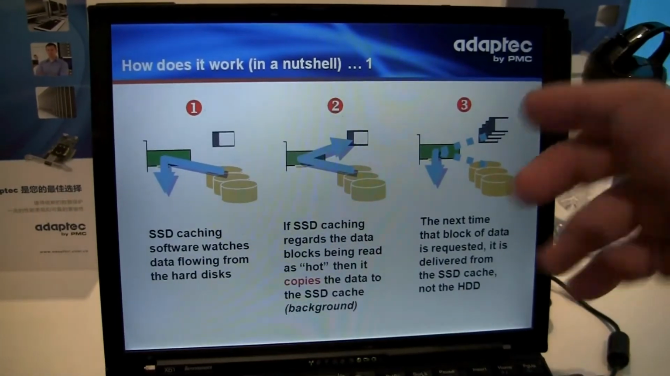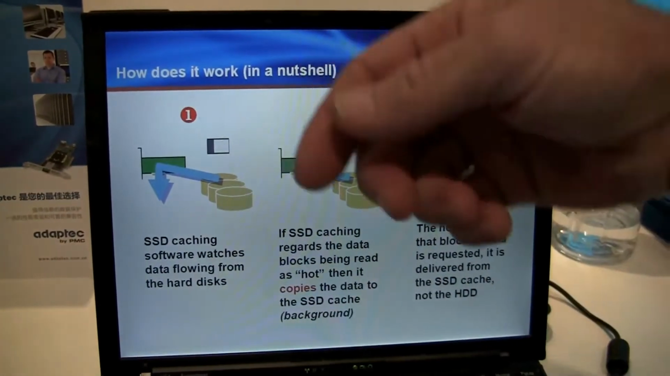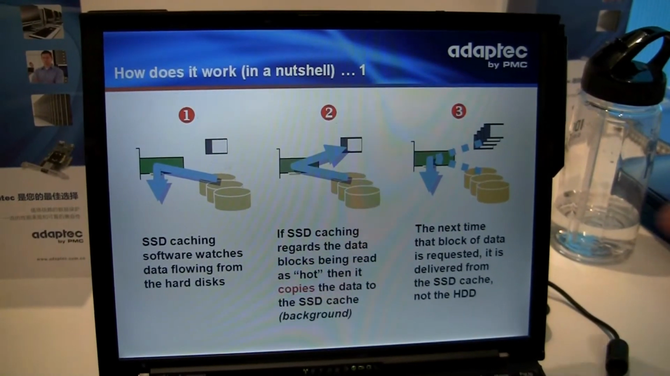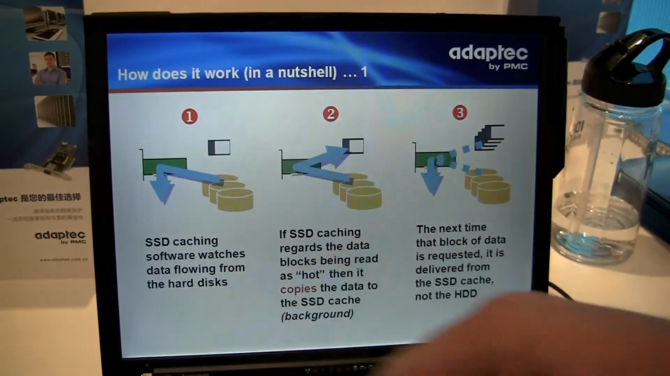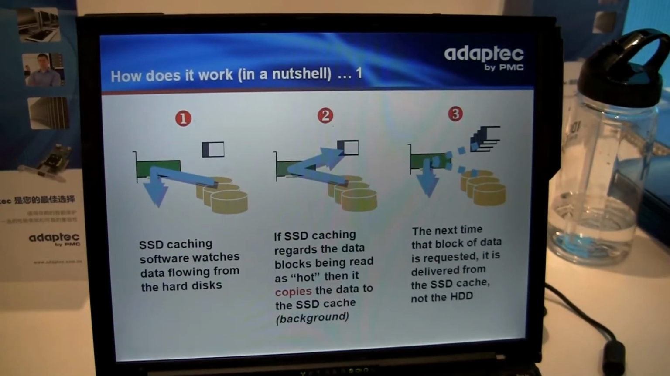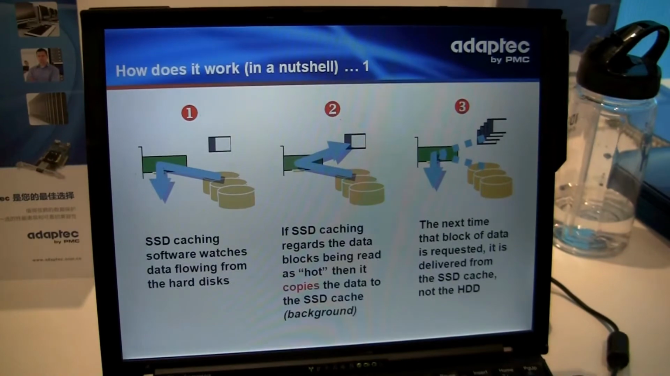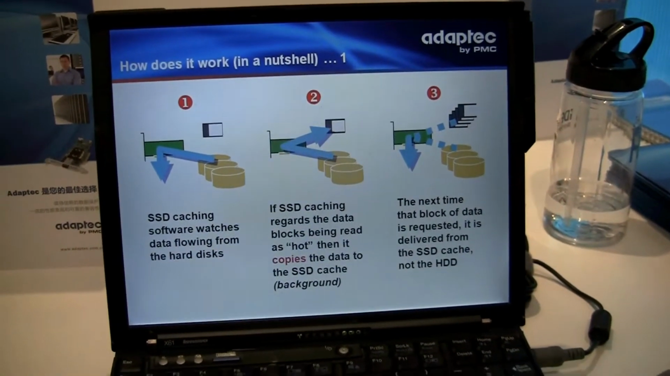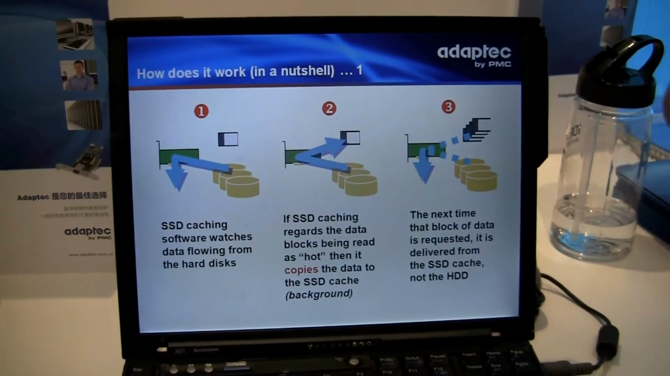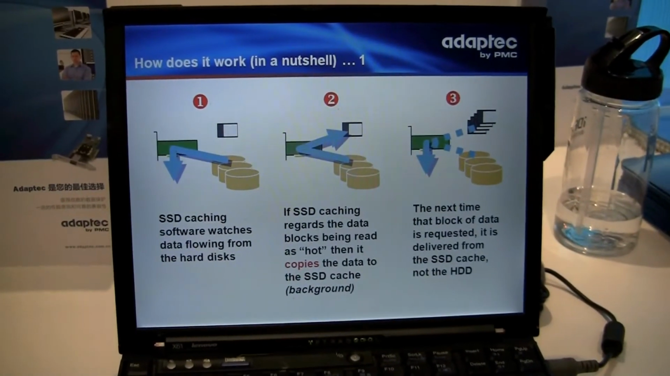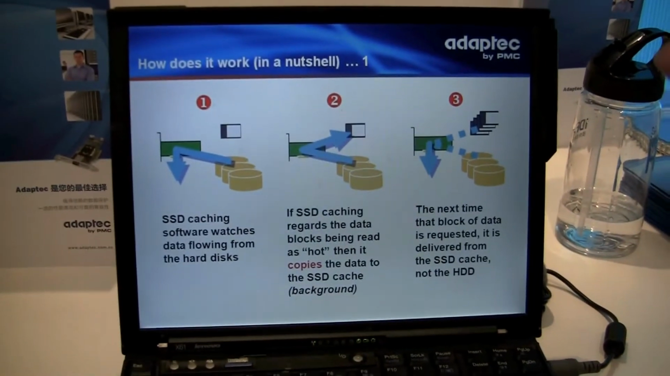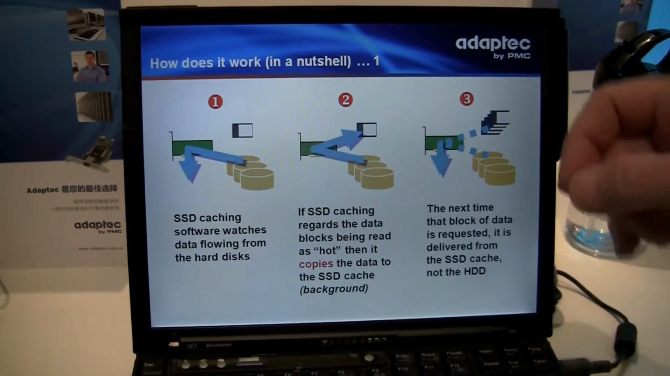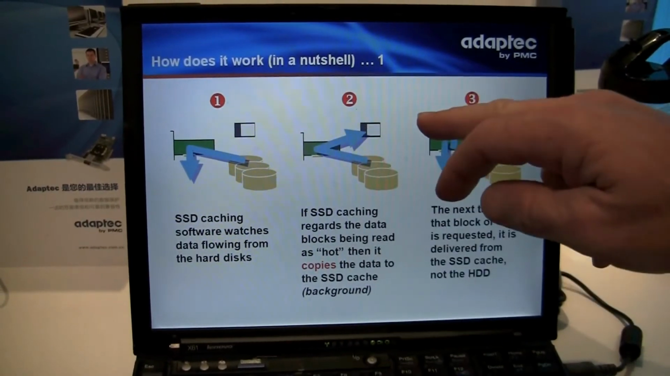The fundamental process is that the card learns the behavior patterns of the data, so it watches the data go from the hard drive across to the user. When the card sees blocks of data, and we're talking blocks, not files or records, but actual blocks of data, when we see what we regard as hot data, so frequently used, commonly random, so not associated with a large chunk of other data, in the background we'll copy it onto the SSD.